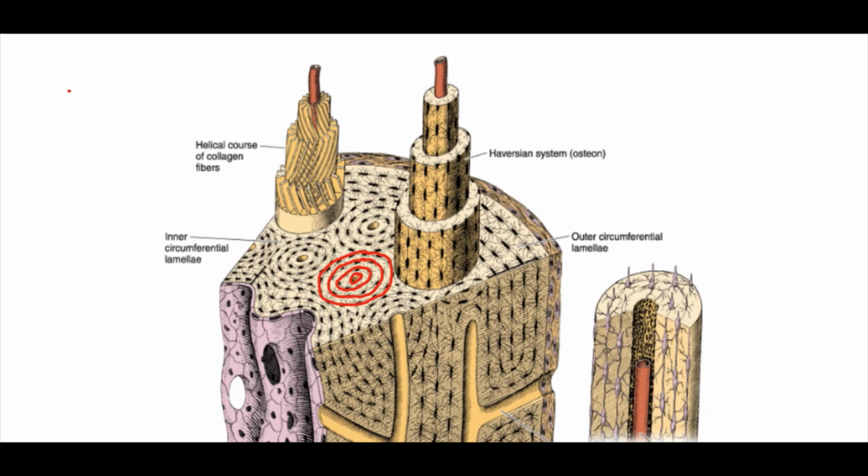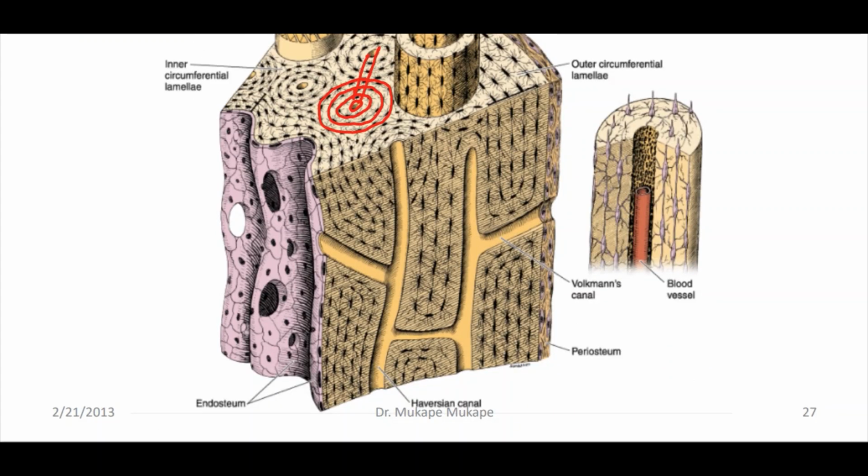What connects the central canals of one Haversian system to another one is a canal that we call the Volkmann's canal. Okay, let us look at it. It is called the Volkmann's canal. This one here.